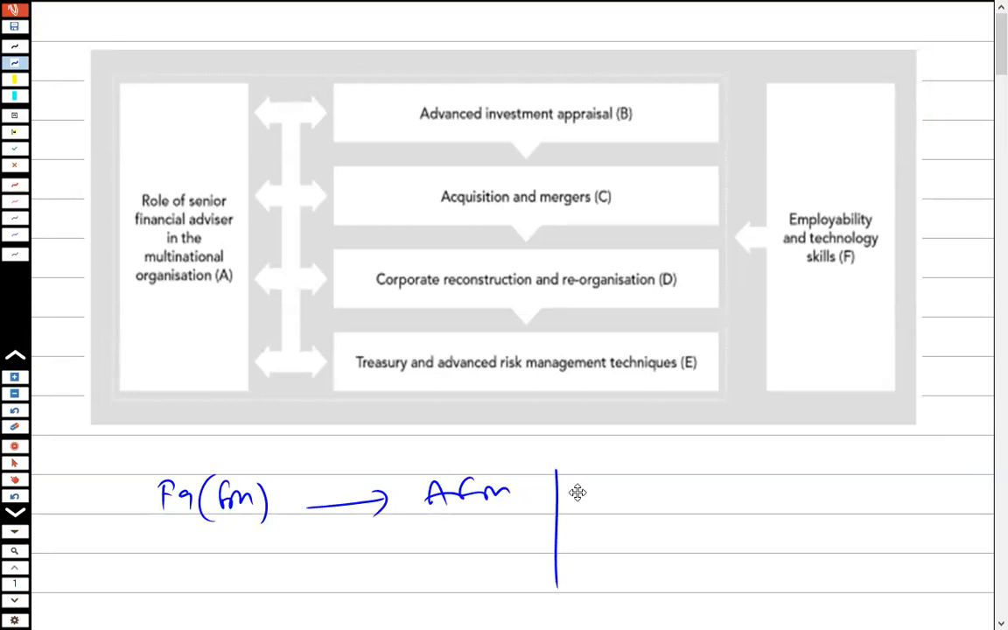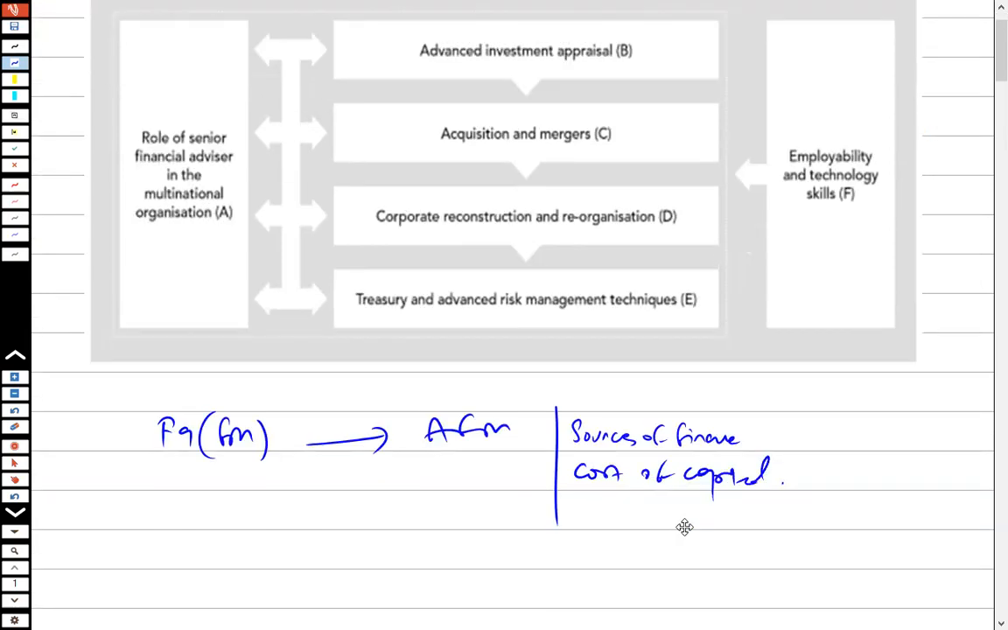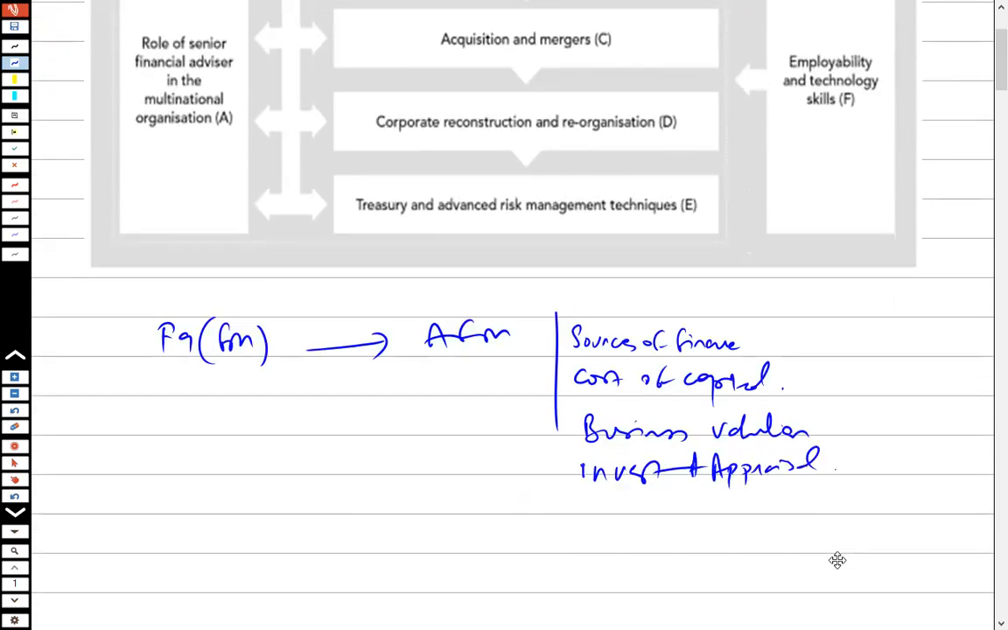we study the sources of finance. We study the cost of capital. We study business valuation. We study investment appraisal. And in addition to this, there is a topic which is called risk management. And lastly, we have working capital management. It's just that this working capital management is not being brought forward here.